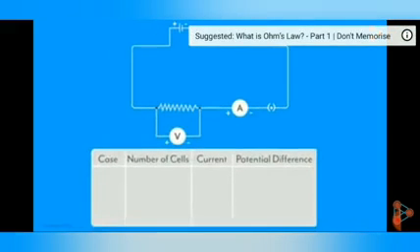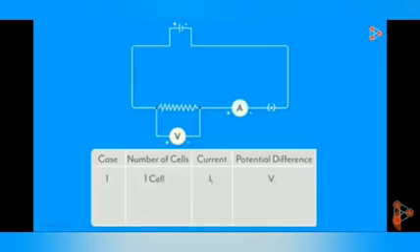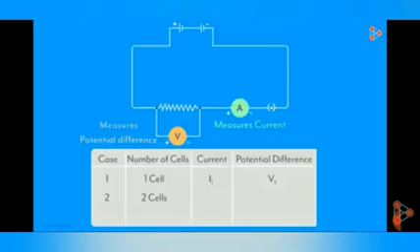So, here is the column. In this, let us note the points. In the first case, we have given only one cell. The current passing through it is I1, V1. In the second case, if we have given two cells, then the current is I2 and the potential difference will be V2. The ammeter measures the current. The voltmeter measures the potential difference, that is I2 and V2.